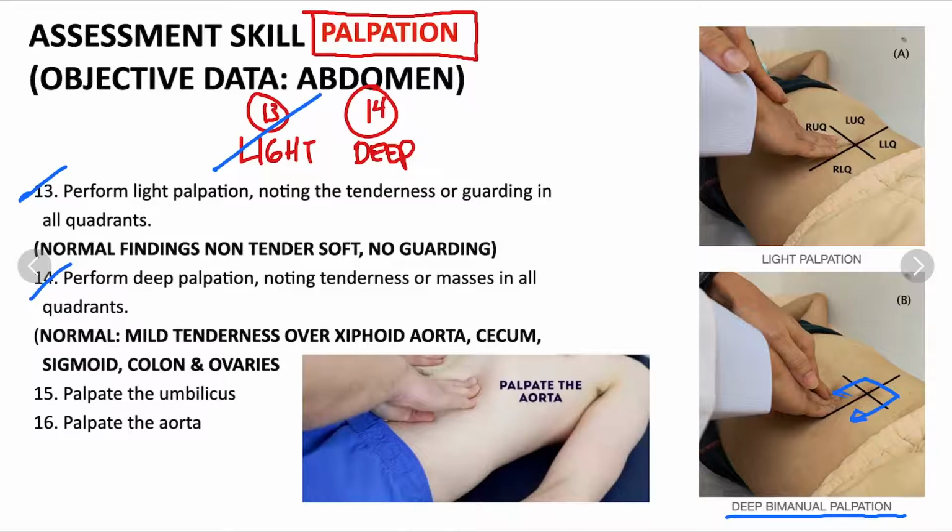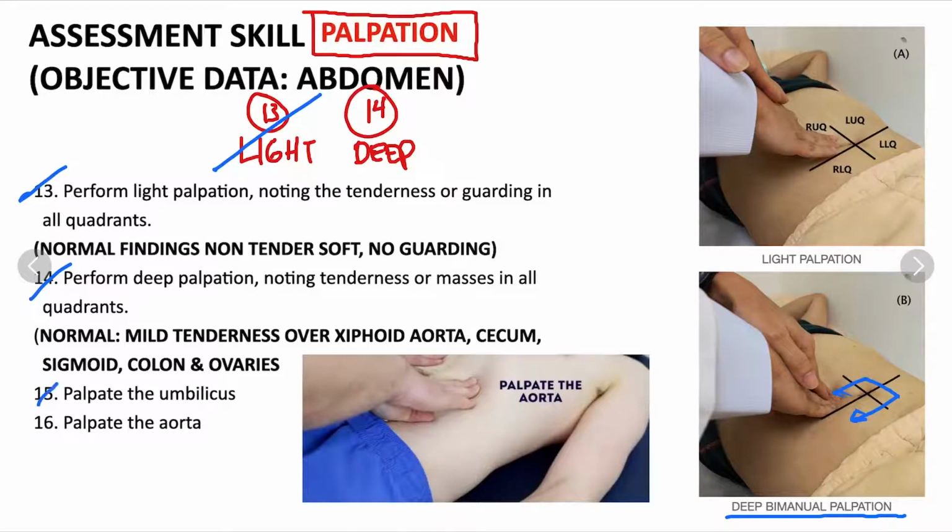Normal findings, the patient or your client might state a little bit of tenderness since you're doing it with a little bit more force. So it's a little bit okay for tenderness over the xiphoid, aorta, the cecum, the sigmoid colon, and the ovaries for females. The next one would be palpating your umbilicus, step number 15.